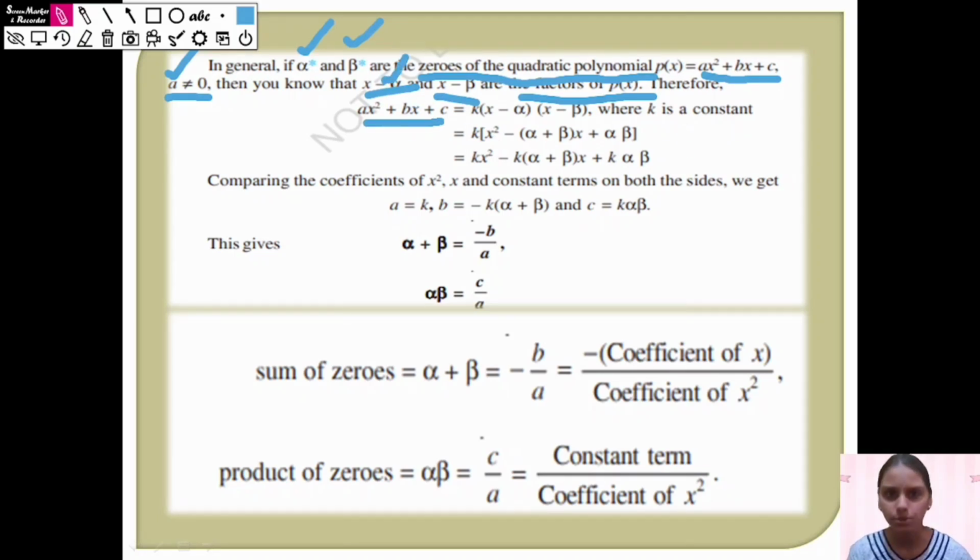Yes, ax square plus bx plus c. See, they are solving it, taking k as common. We would do all these, right? We would take the common and then solve all that. In the same way they have solved it, comparing the coefficients of x square, x and the constant terms on both sides, we get this. This is what you need.